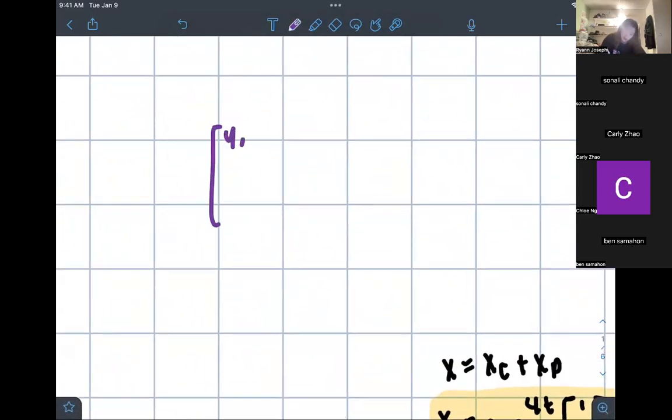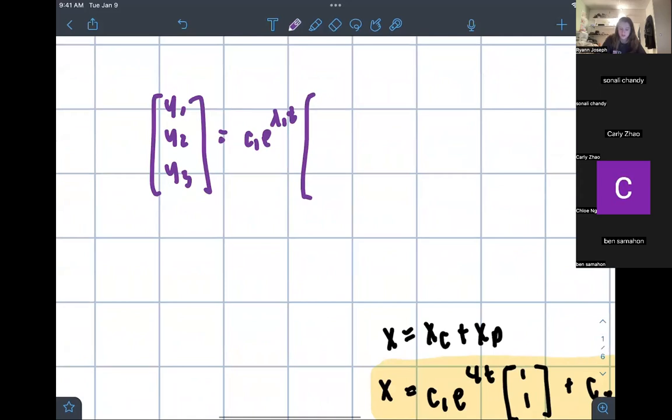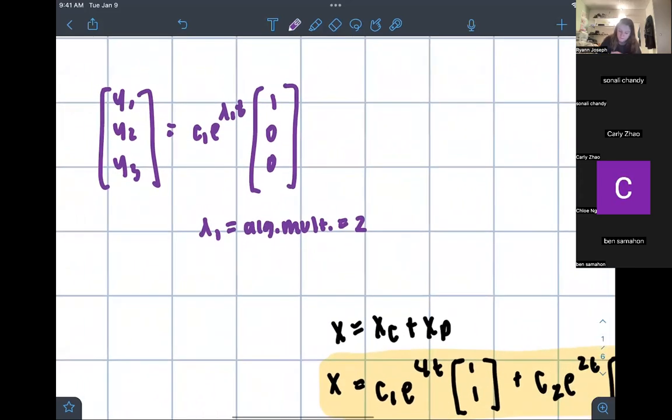This was on the quiz, and I think a lot of people got this wrong, so let's just discuss it real quick. Let's say y1 is this first eigenvalue with algebraic multiplicity of 2. So it looks like this, and then we need 2 terms for it because it has algebraic multiplicity of 2.